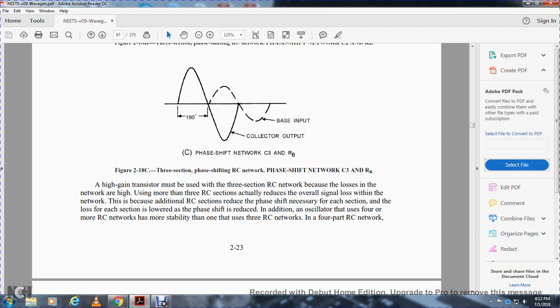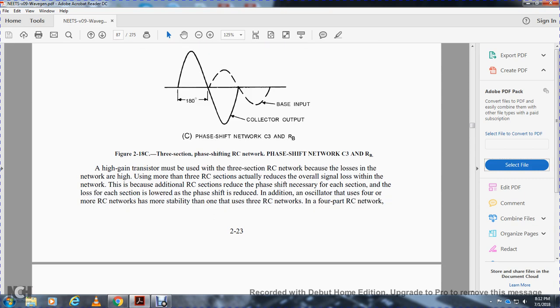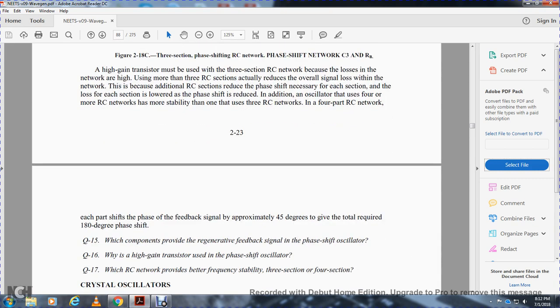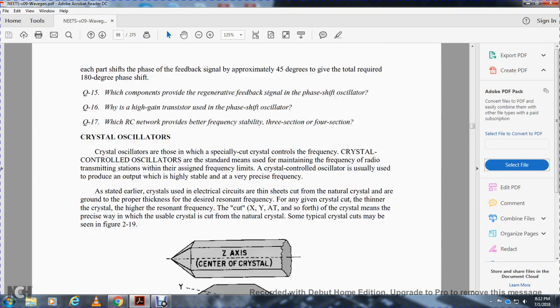Oscillators with 4 resistor capacitor networks have more stability than the ones with 3 resistor capacitor networks. In 4-part resistor capacitor networks, each section shifts the feedback signal phase by approximately 45 degrees, to give the total required 180 degrees of phase shift.